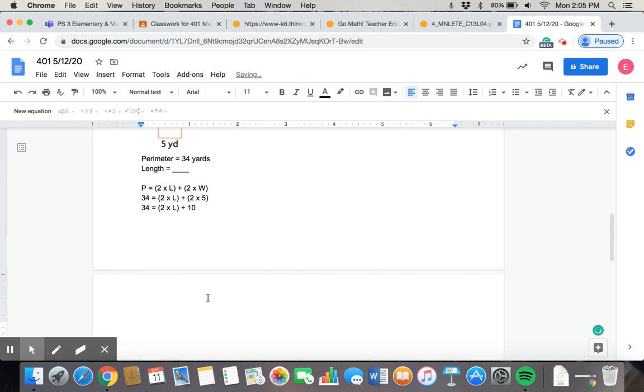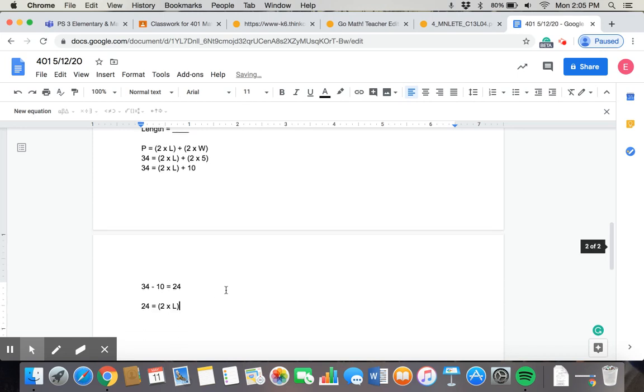So I could do 34 minus 10, which will equal 24. And then I know 24 equals 2 times L. So I know 2 times a number is going to equal 24. So I can either do what we did before, I can guess and check. I could write 2 times 8, well that equals 16, so I know it's not that. 2 times 10, that equals 20, so I know it's not that. Let me try 2 times 12 equals 24. And I would know that L is equal to 12.